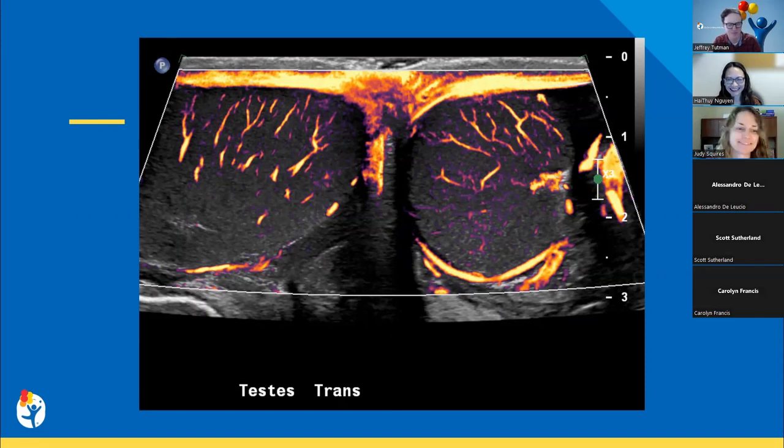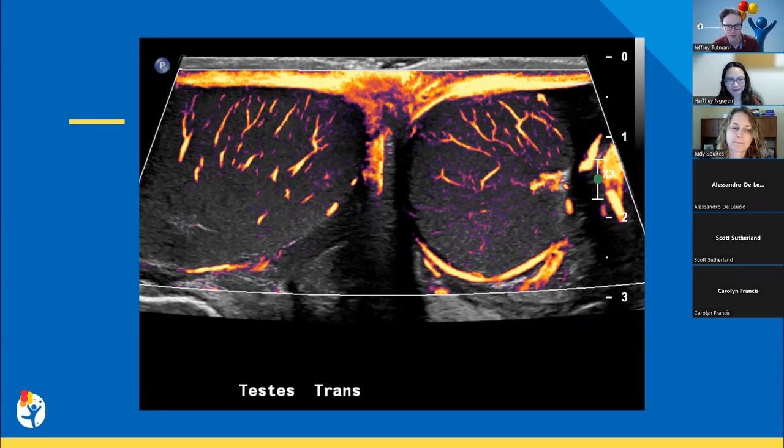Right. One day. And then I think a little bit more obscure, maybe I've seen some publications about using contrast ultrasound for testicular evaluation. Particularly, I think there's some papers about using it to predict the degree of torsion.